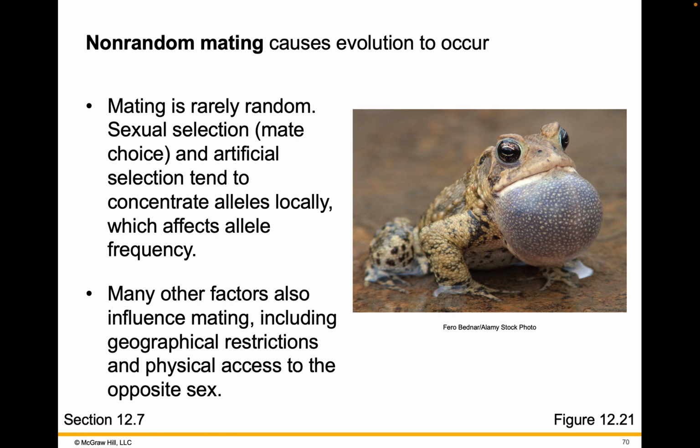All right, non-random mating also causes evolution to occur. So we talked about sexual selection or mate choice and artificial selection. These factors tend to concentrate alleles locally, which affects allele frequencies. Many other factors also influence mating, including geographic restrictions and physical access to the opposite sex. So it could be something like a freeway could be a pretty solid barrier to gene flow for something like a frog, right?